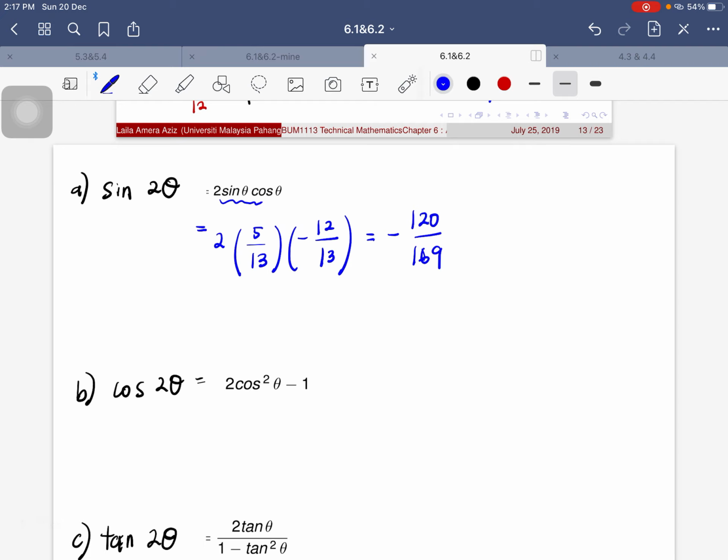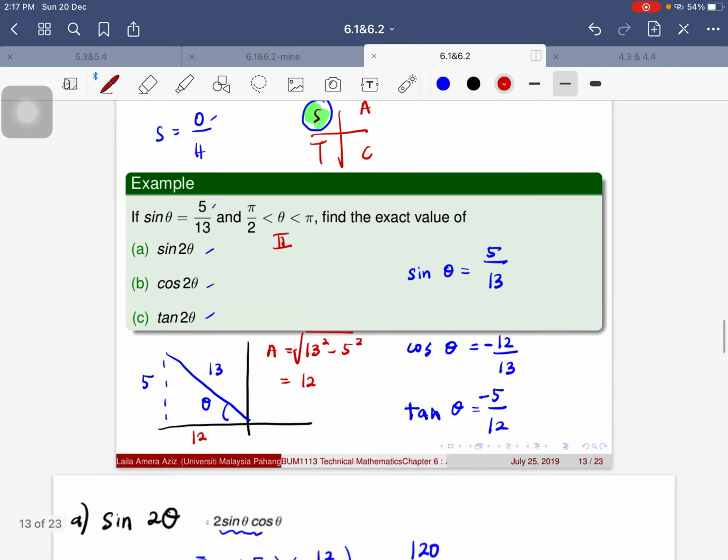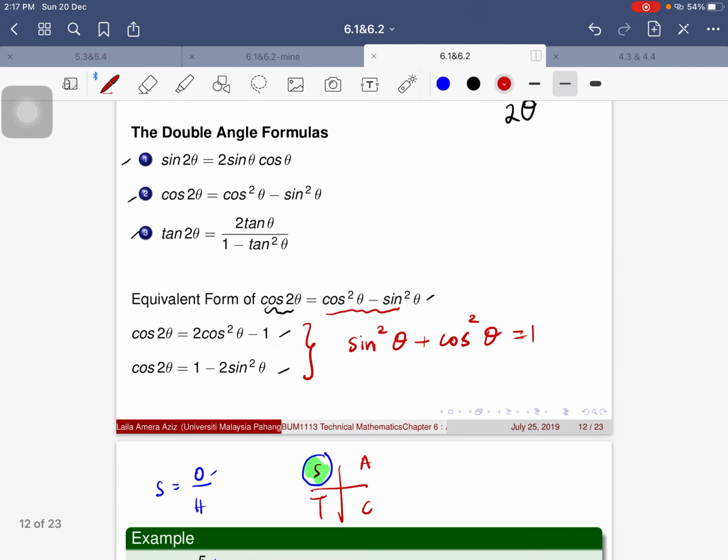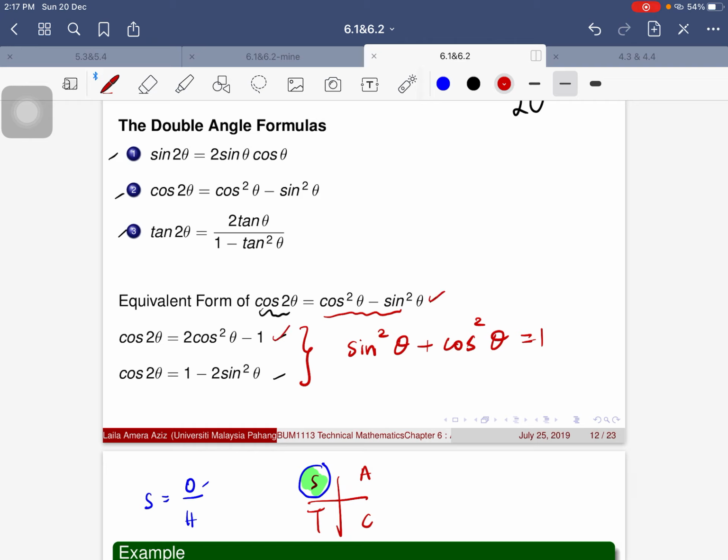After we're done with that, I'm going to proceed to B, which is cos of 2 theta. As I mentioned just now, cos 2 theta is a very special case for which you can pick any one of these formulas, and no matter which one you pick, it's always going to give you exactly the same answer. So I decide that I'm going to pick from the second formula. You can choose either the second or the third.